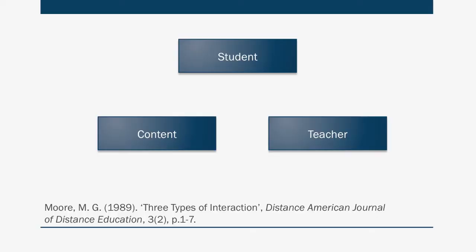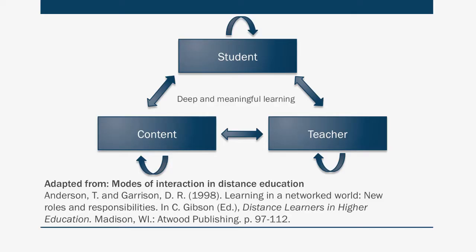However, I like to go all the way back to an early model, or just an early idea, that was presented by Michael G. Moore in 1989 in an editorial, which suggested that looking at interactions between learners, educators and content is one way to think about design for distance learning. In 1998, Garrison and Anderson developed their modes of interaction in distance education, which linked these together and even included student-to-student interactions, educator-educator interactions and content-to-content interactions, which sounds like a precursor to adaptive content, in fact.